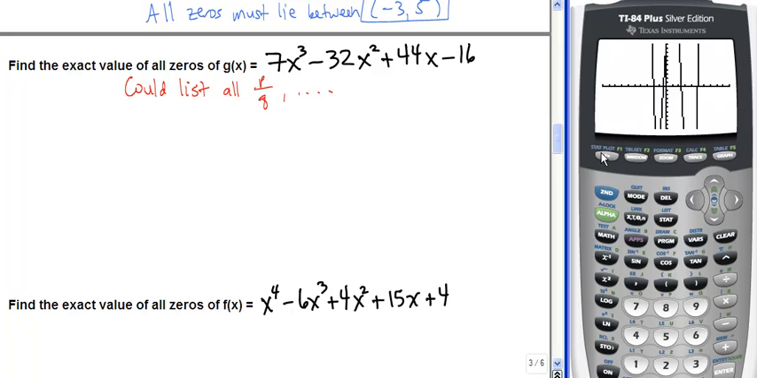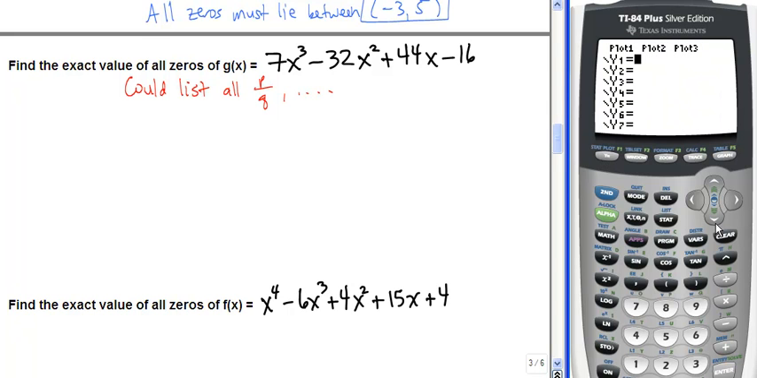So I'm going to go to my y equals, clear out my polynomial, and I'm going to type in this cubic. So 7x to the third minus 32x squared plus 44x minus 16. And I'm going to hit graph. I'm still in that standard window. And we're not looking for the perfect graph here. This one actually does look pretty good in this window. We're really just looking for zeros. So where does this graph hit that x-axis?